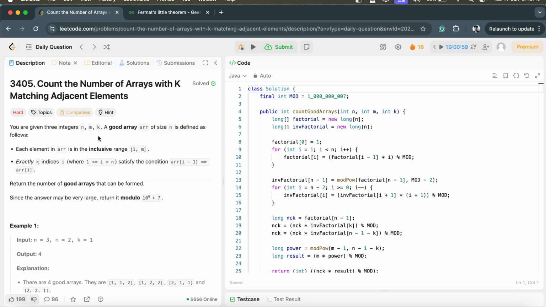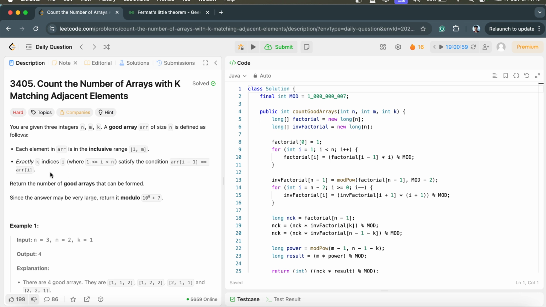So you are given three integers n, m, k. A good array of size n is defined as follows. Each element in the array is inclusive from the range 1 to m. So whatever the m value that we got, the array elements should have values from 1 to m only. Okay, exactly k indices i, where 1 is less than or equal to i, which is less than or equal to n, satisfy the condition array of i minus 1 equals array of i.